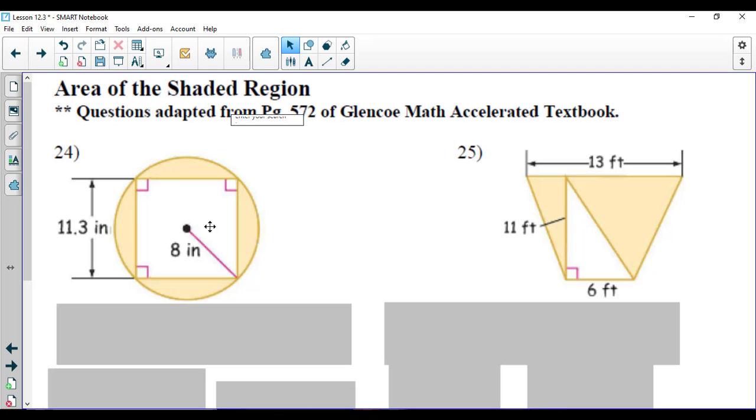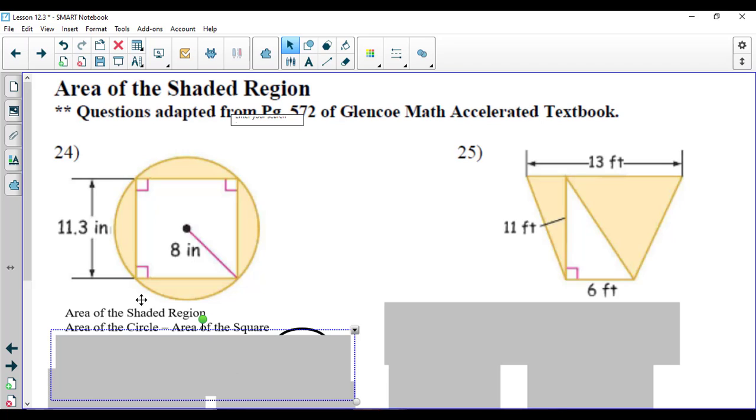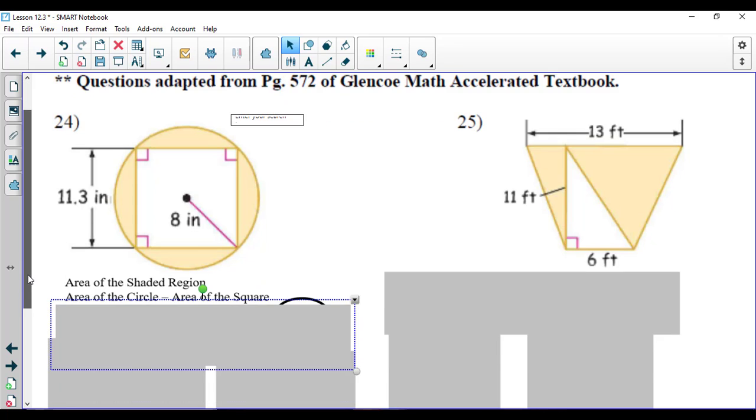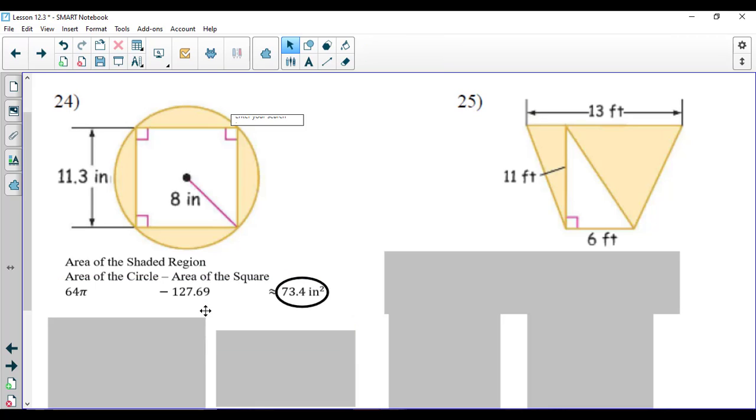So instead, what we want to do for something like this is find the area of the whole circle and then take away the part that's not shaded, which in this case is the square. So in order to find our solution, our area of the shaded region, we're going to find the area of the circle and subtract the area of the square. I'm actually just going to delete all this because we'll look through our work. We'll show you where we came up with these in a moment.